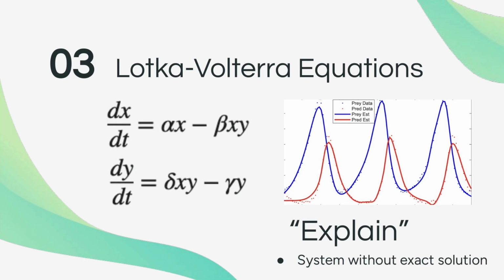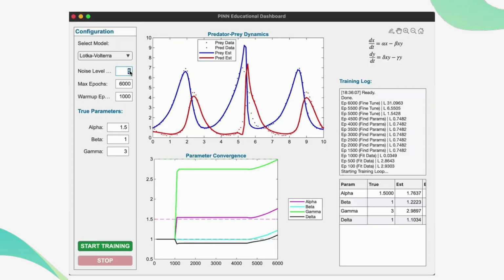Now, the explain phase. We introduce systems of equations with predator-prey dynamics following the Lotka-Volterra equations. There is no exact analytical solution here. PINNLab seamlessly handles the coupled system, finding 4 distinct parameters simultaneously while graphing the phase dynamics.